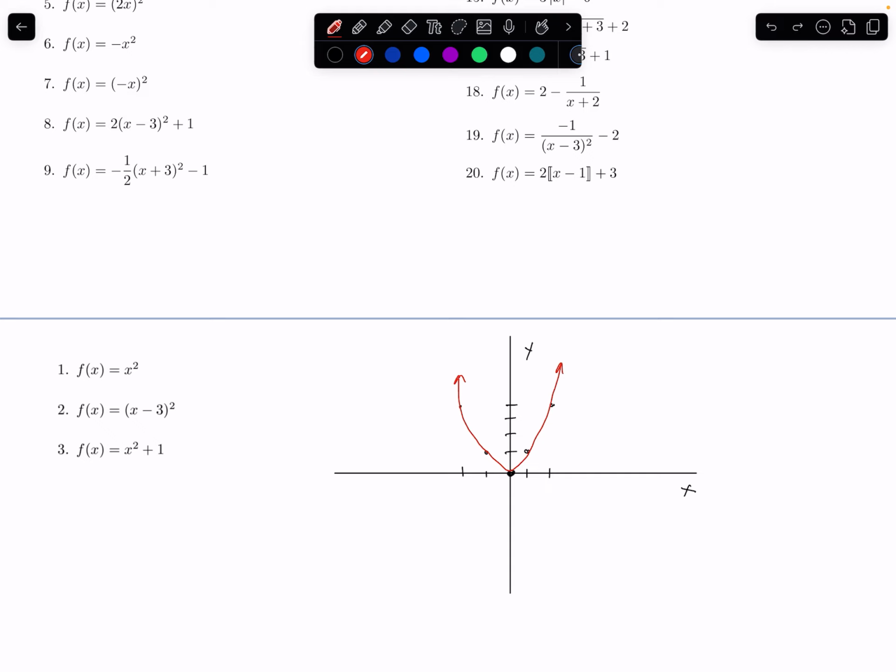Okay, number 2, x minus 3 squared. So remember what we were saying? Minus 3, that moves it to the right. Now, here's the thing. Why does it move to the right? Well, here's why, because just think about a table real quick with me. Let's make a nice table.